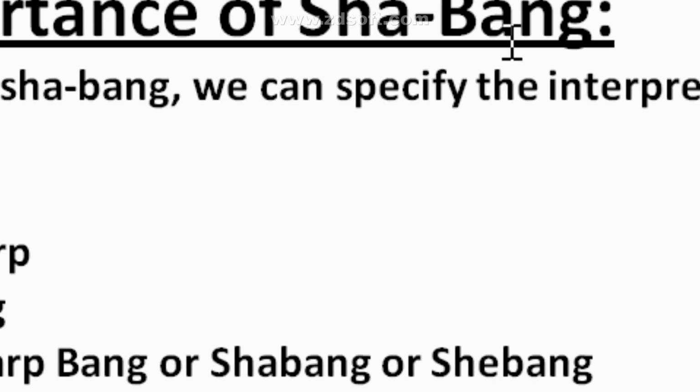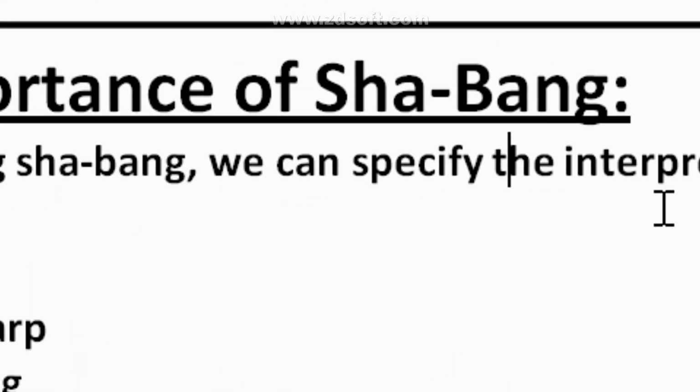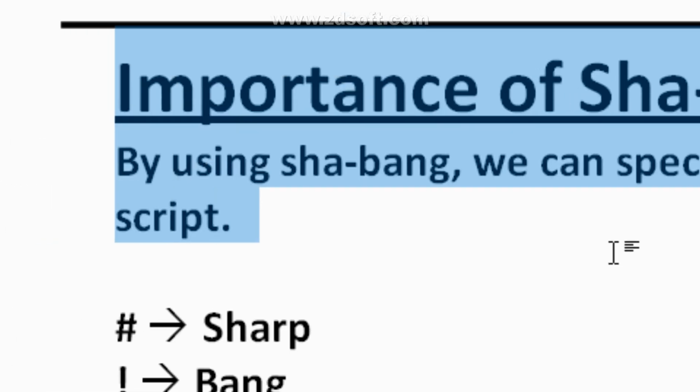Now, what is the shebang? By using the shebang, we can specify the interpreter which is responsible for executing the script. So here I have written one script, right? This is my file name, demo.sh file. Here what commands did I write? Echo, I gave welcome to DevOps.